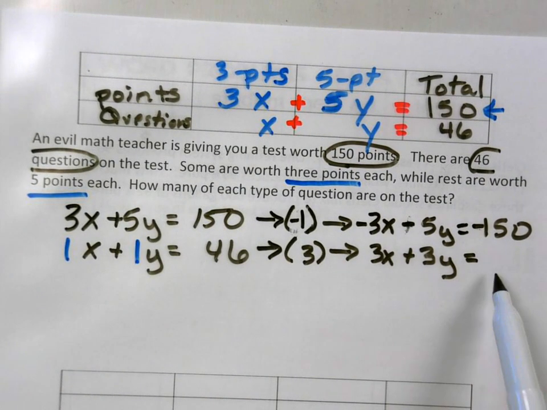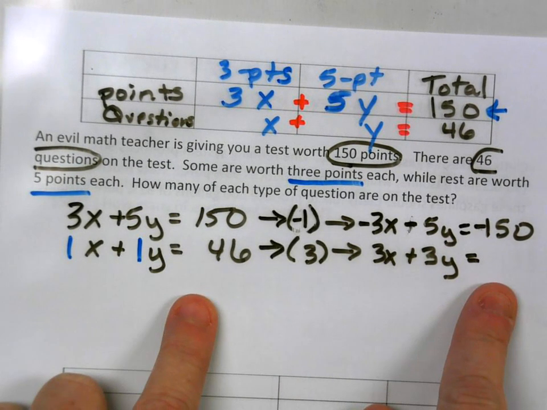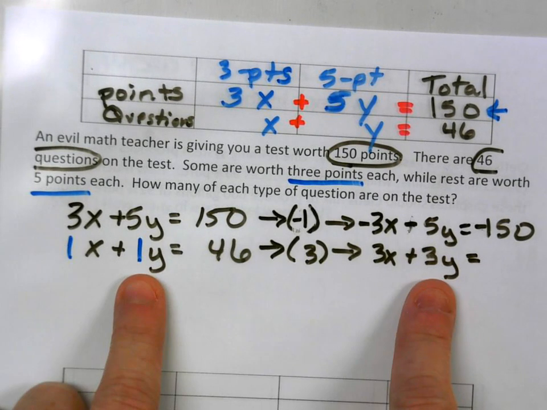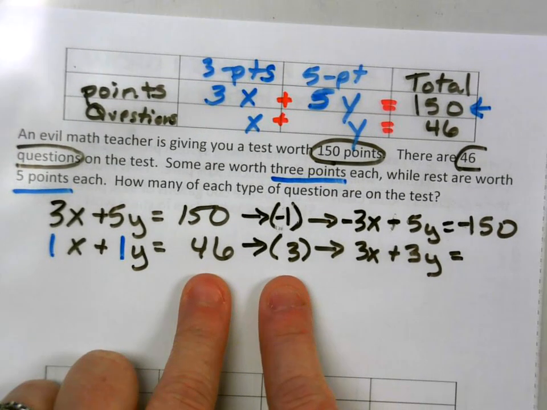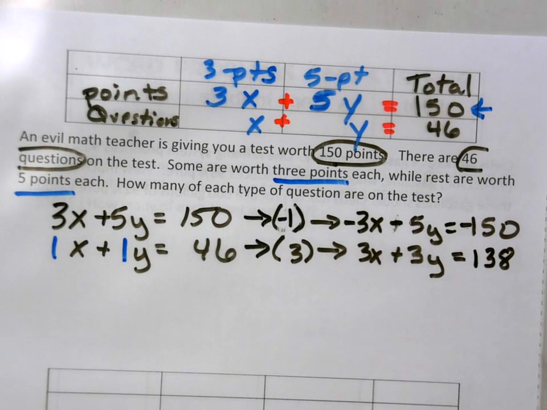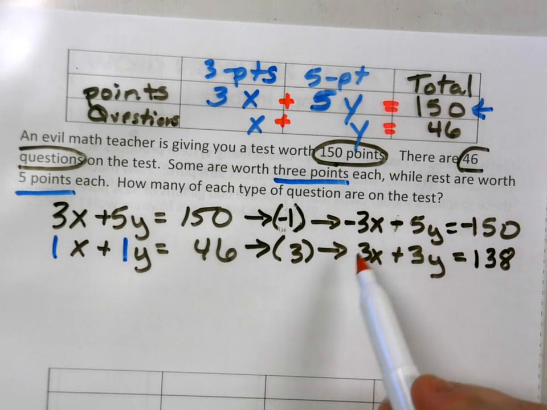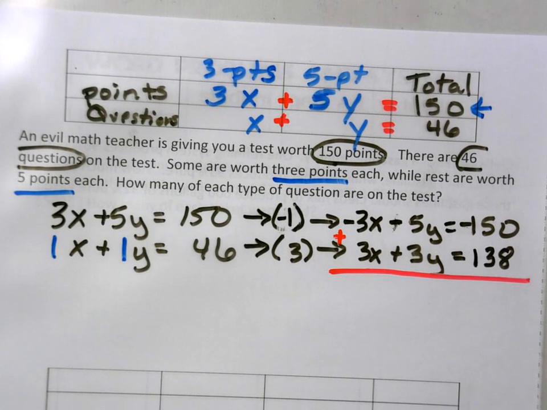Okay, so all my multiplying by 3 stayed the same, right? 3 times 1 is 3. 3 times 1 again is 3. What about 3 times 46? 138. Okay. So now this is just a big addition problem. I'm going to add all of these like terms together.